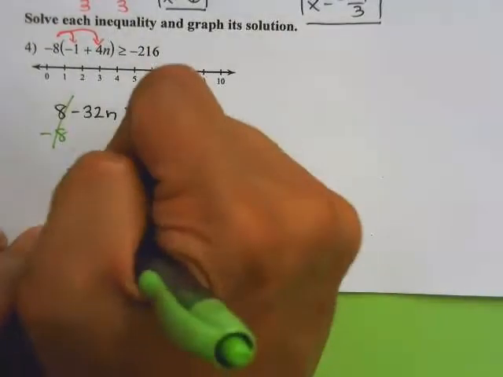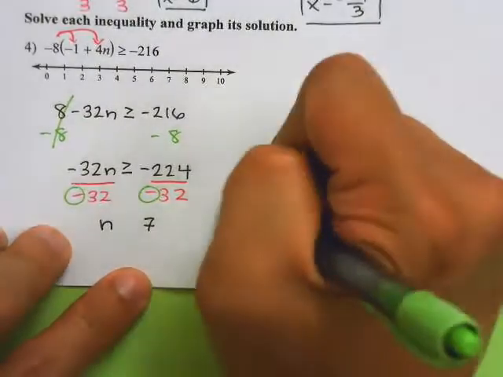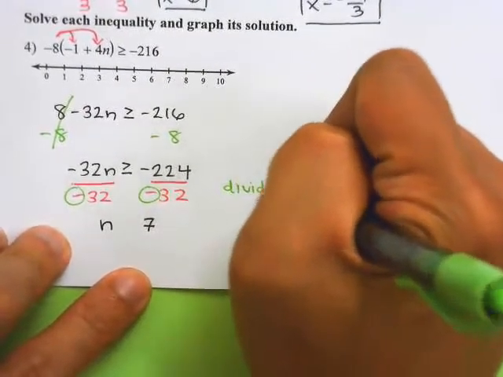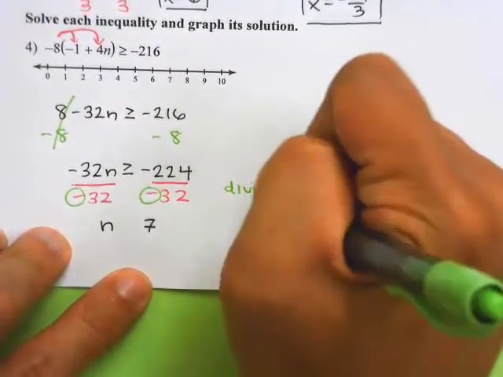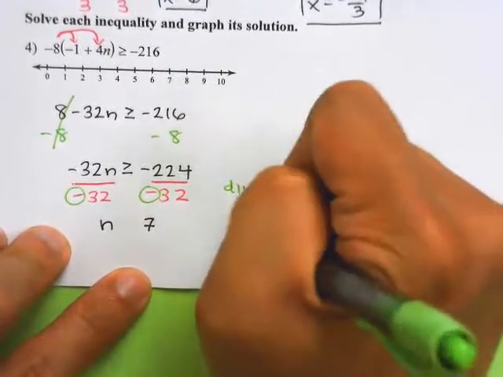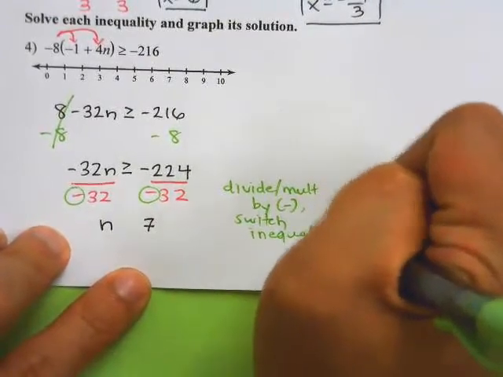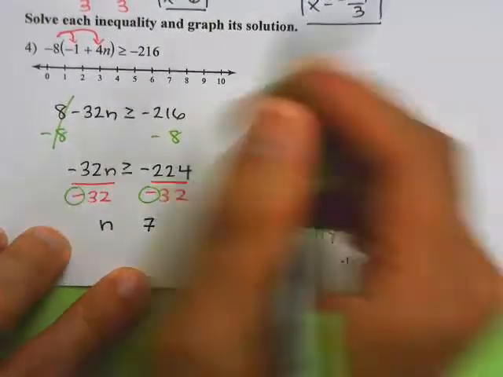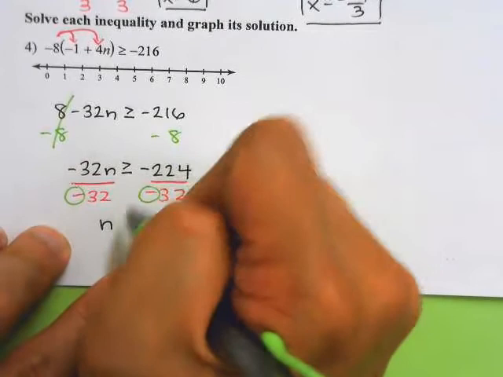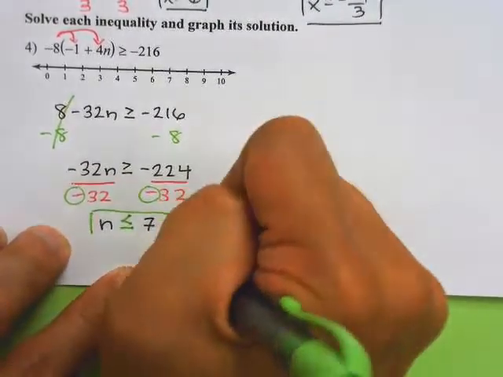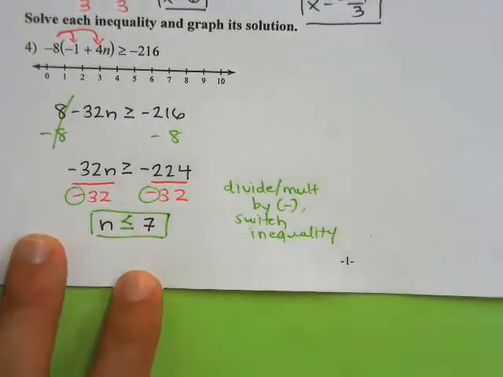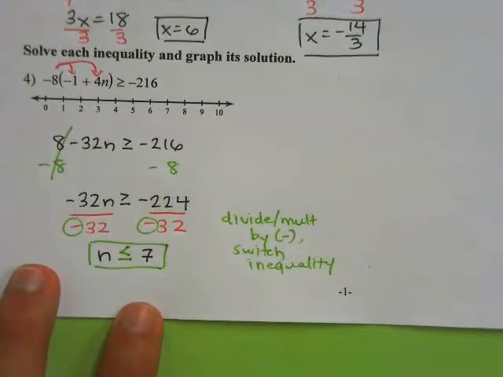Whenever you divide or multiply by a negative, you need to switch the inequality. So instead of a greater than or equal to, it's going to be a less than or equal to, and then that's going to be your solution. So n is less than or equal to 7.